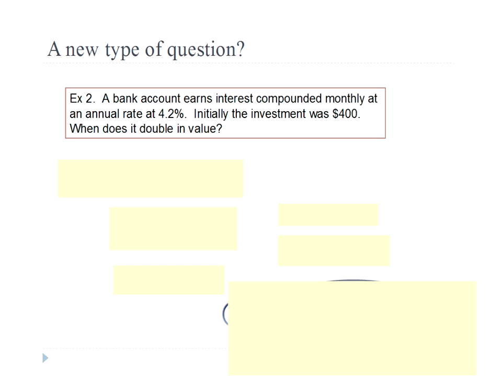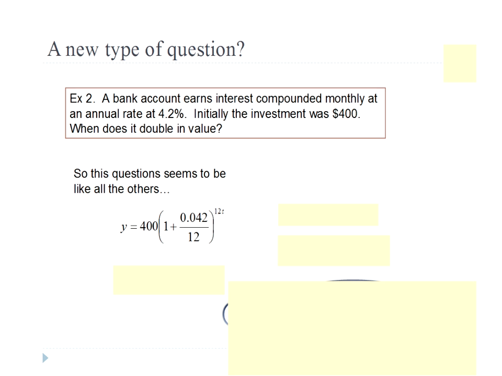Okay, let's continue on. Here's a very similar type of question, but maybe it ends up being a little bit new. We're looking at a bank account earning interest 4.2% a year, but it's compounded monthly. Initially we have an investment of $400. When does it double in value? So as soon as I see the word compounded, I'm going to the compound interest equation like this. Now I'm looking for when it doubles. So my principal is 400. I'm going to double that to 800.